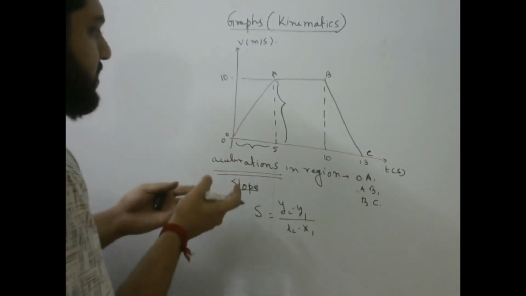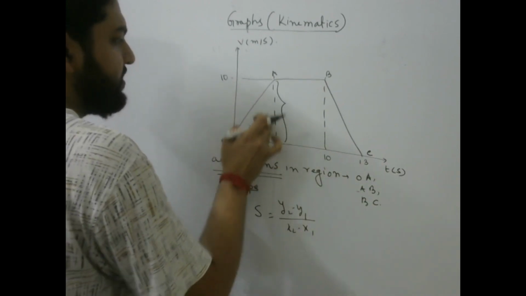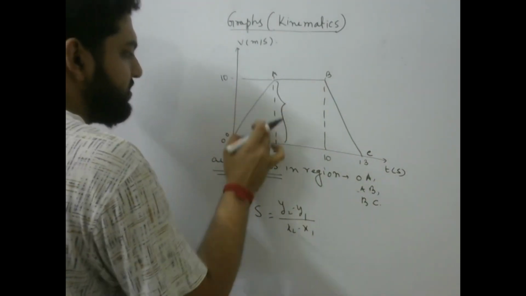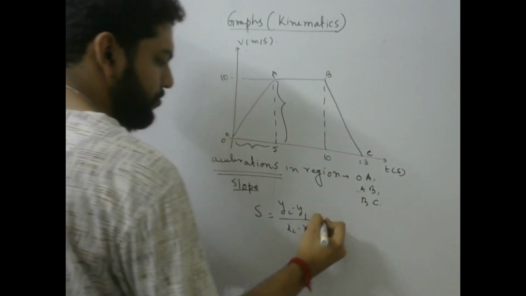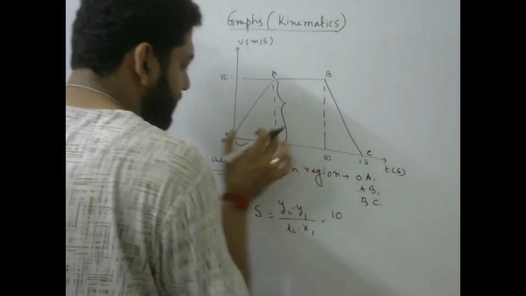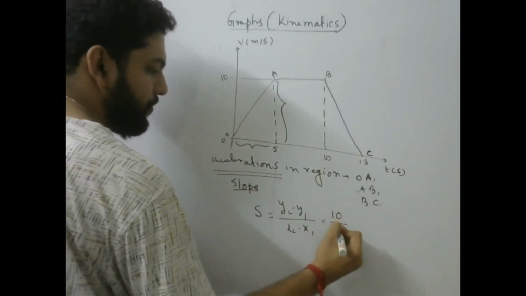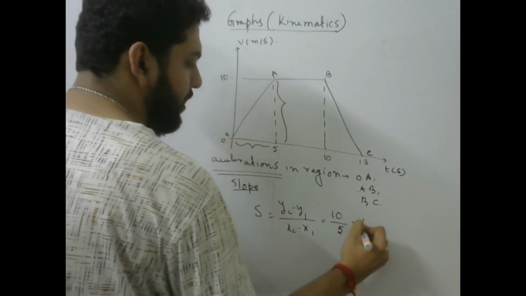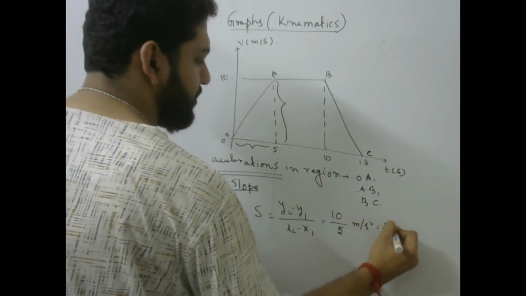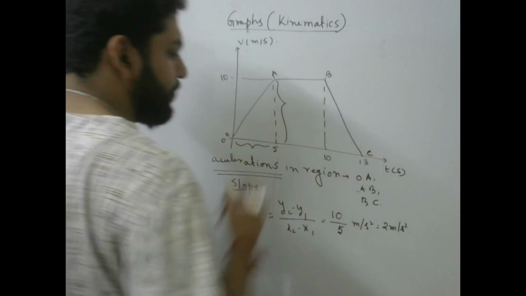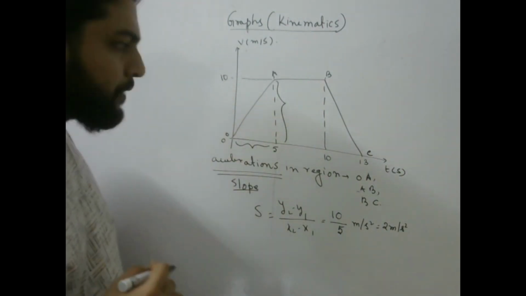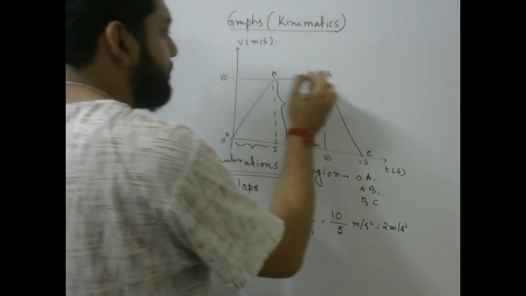So it is simply understood that this is your 10 meter per second. So y2 minus y1 is your 10 and this is your 5. So this is 10 by 5 meter per second square, that is 2 meter per second square. Done. The next region, AB.